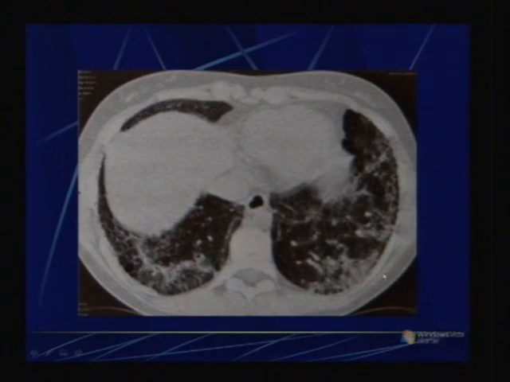the lung zones and the basal areas, and you can see that there is evidence of reticulation in this, indicating significant presence of fibrosis.